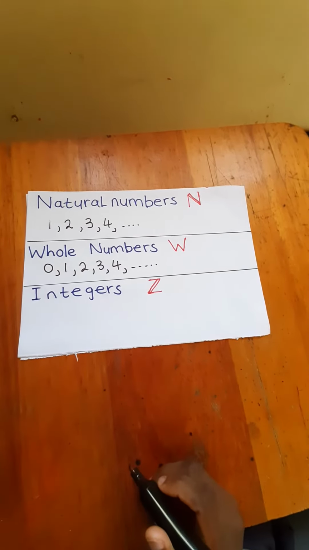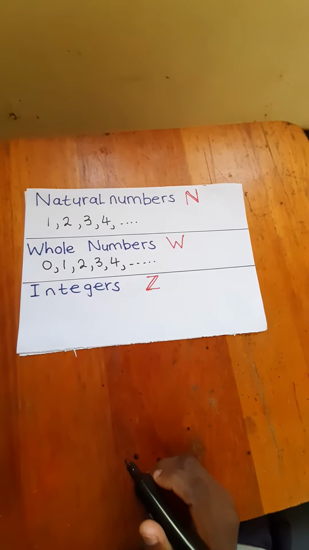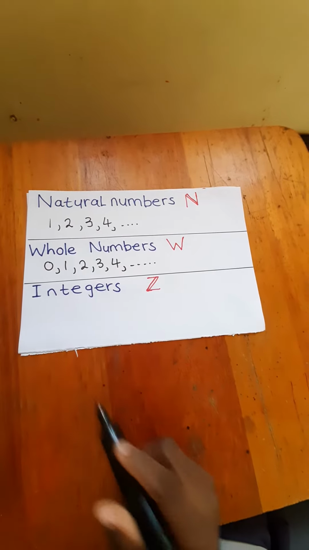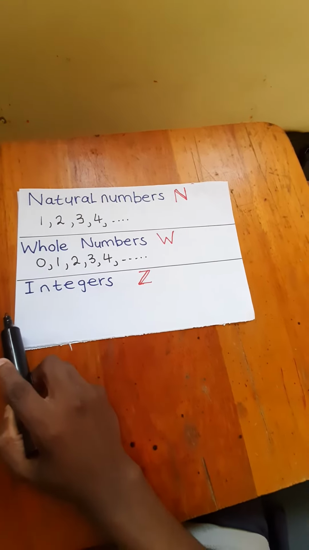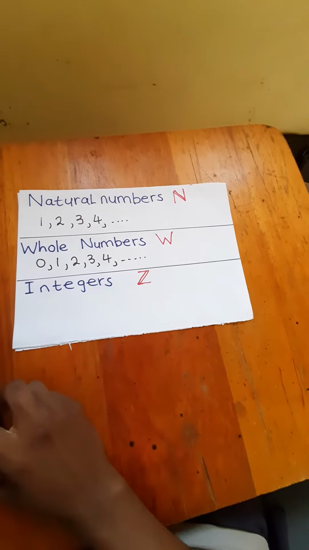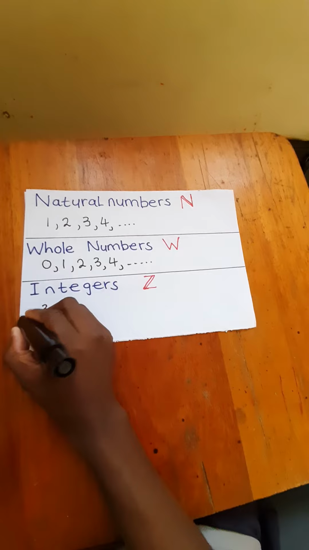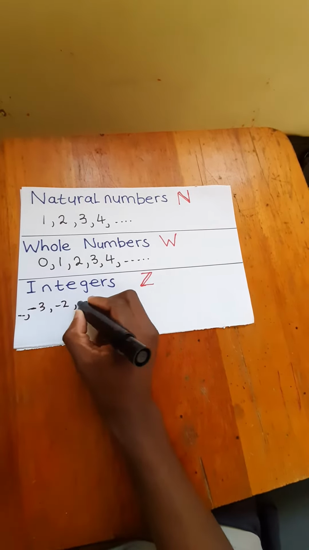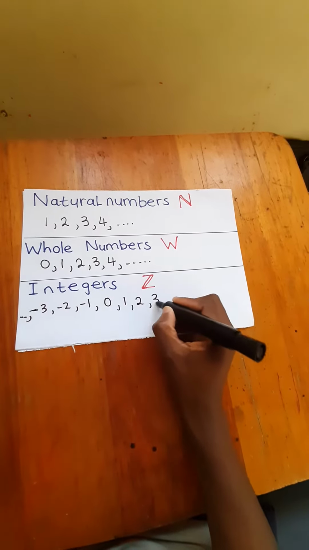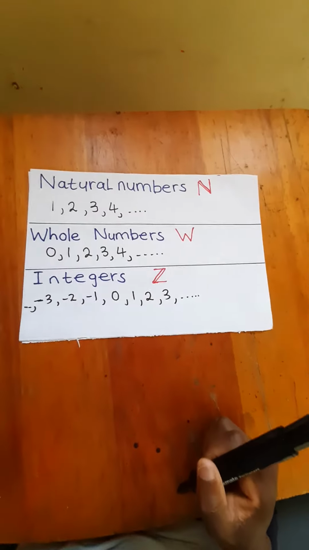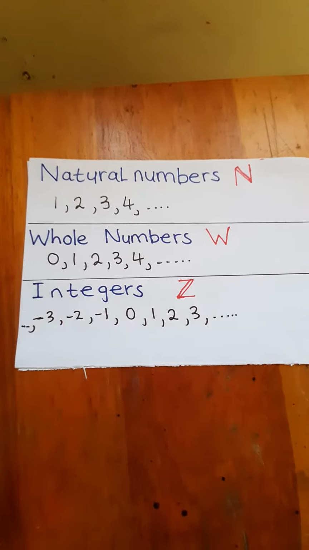Moving to integers. What are integers? Integers are whole numbers and their opposite plus zero. What do I mean? If I'm talking about whole numbers, we have 0, 1, 2, 3, 4. So integers start from negative to positive, from negative infinity to positive infinity. So you can have negative 3, negative 2, negative 1, 0, 1, 2, 3, up to positive infinity. So these are integers. Integers are whole numbers and their opposites plus 0.